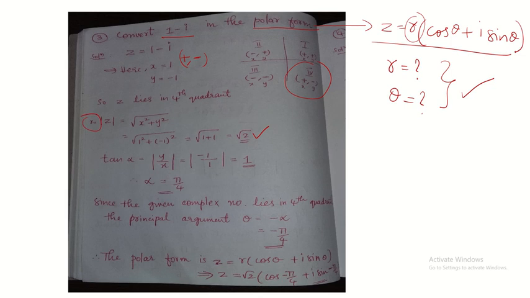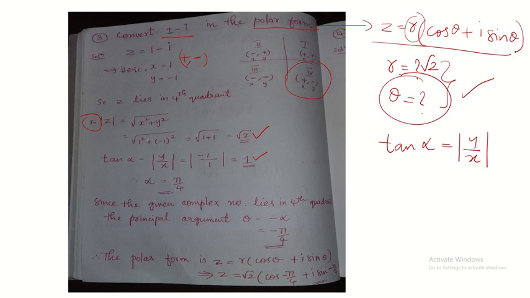You got the answer as square root of 2. Next you want theta. To find theta, the first step is to find tan alpha. Tan alpha is the modulus of y divided by x. What is y here? Minus 1. What is x? 1. Minus 1 by 1 gives minus 1. So the modulus of minus 1 is plus 1.